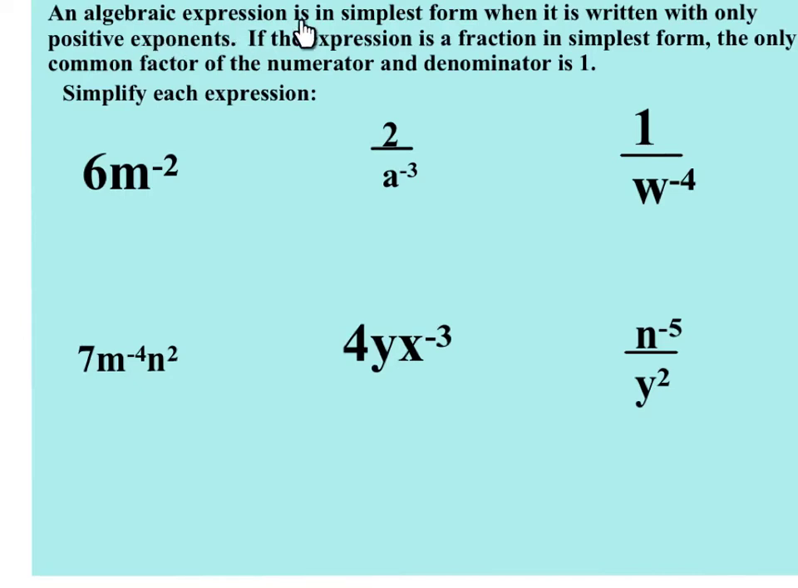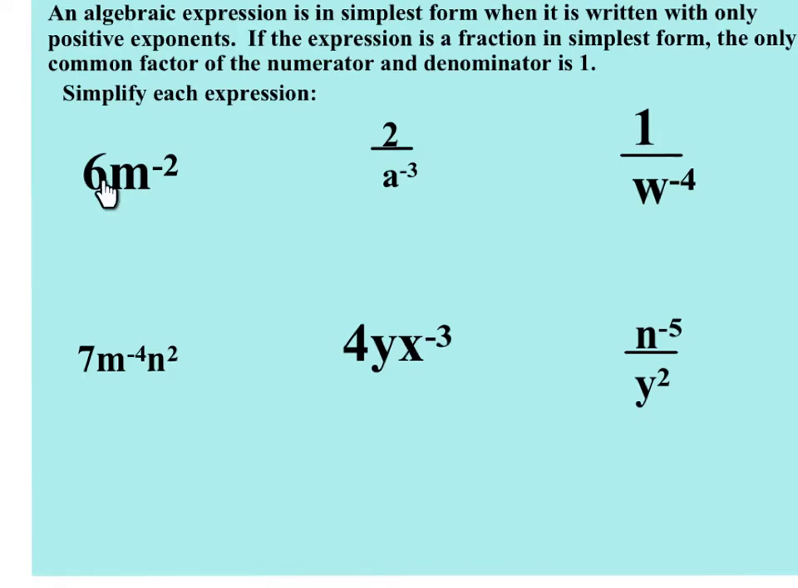An algebraic expression is in simplest form when it is written with only positive exponents. So when you're all done, your exponents have to be positive. So this one's not done, this is not done, this is not done, because they have negative exponents. If the expression is a fraction in simplest form, the only common factor between the numerator and denominator is 1. In other words, reduce all fractions.